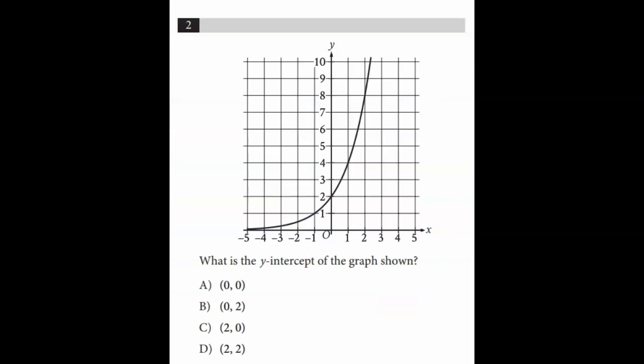All right, number 2. What is the y-intercept of the graph shown? All right, well, let's look. So the y-intercept is when x equals 0, y equals what? So let's look at when x is 0, we go 1, 2, and therefore the y-intercept should be 2, and it would be drawn like this. So x is 0, and then y is 2. And so our correct answer is B for number 2.